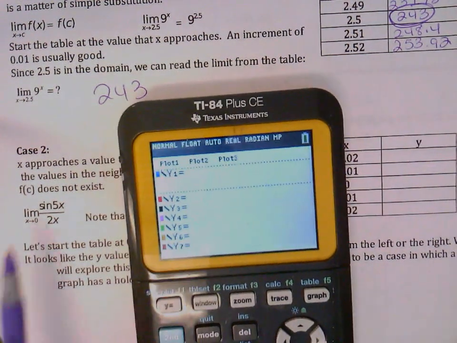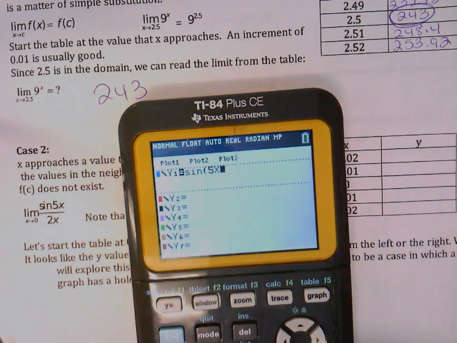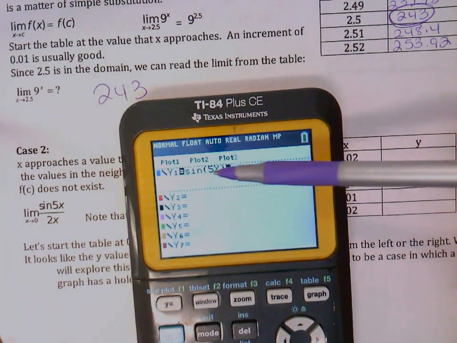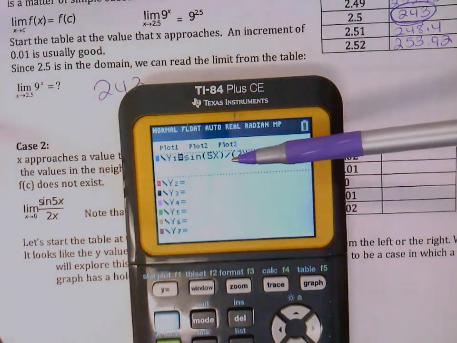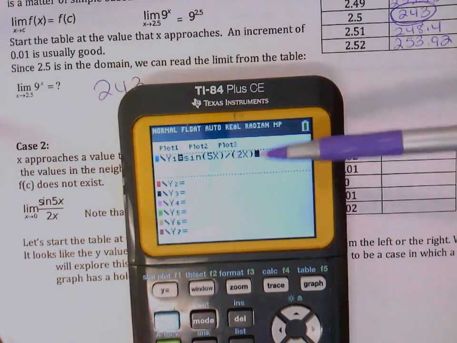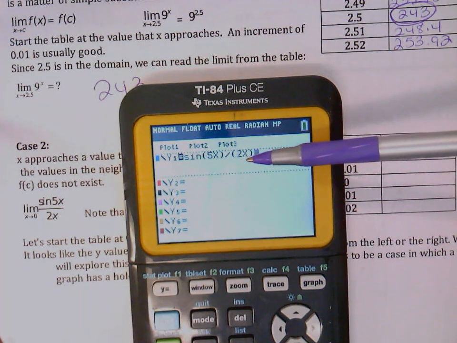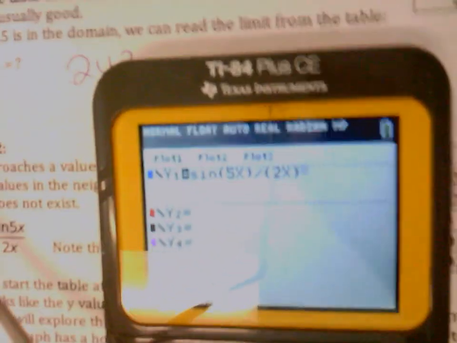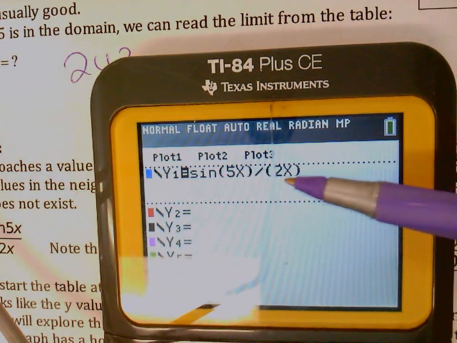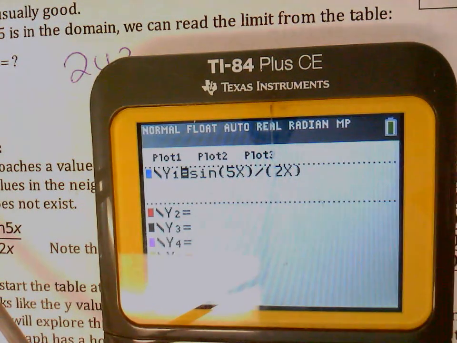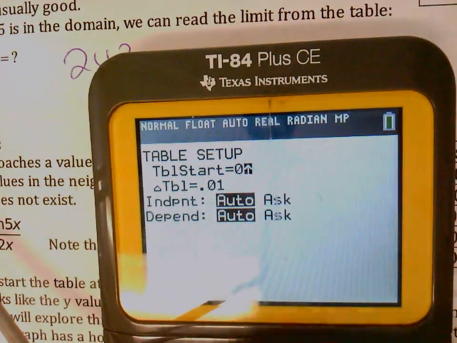We're going to do the sine of 5x over 2x. When you type it in, the sine of 5x, the 5x should be in a parenthesis itself. And then put the denominator in its own parenthesis so that it knows that the 2x is all in the denominator. So it's the sine of 5x divided by 2x. And then go to your table setup. You want to start at 0 this time. 0 is undefined, right? Because 0 in the denominator would be undefined. So go to your table, start at 0, count by 0.01.